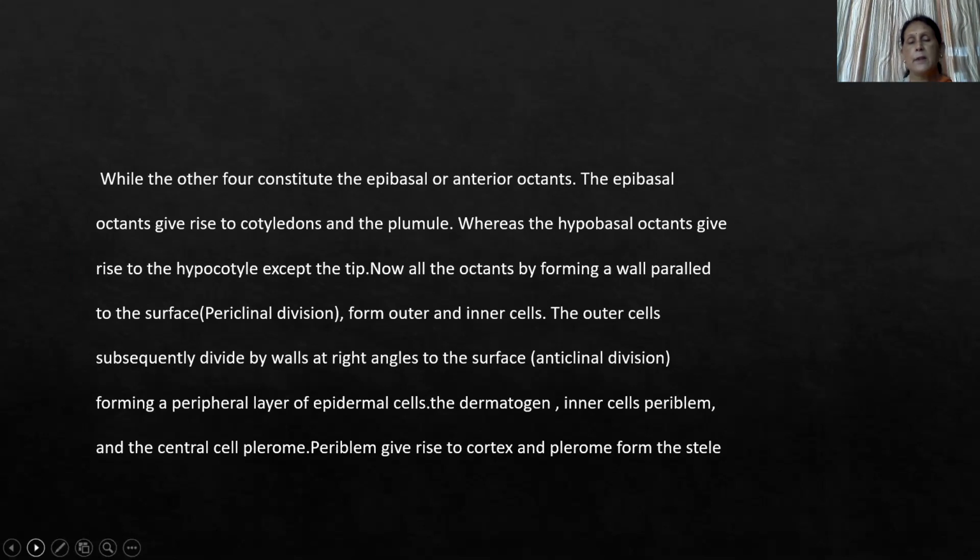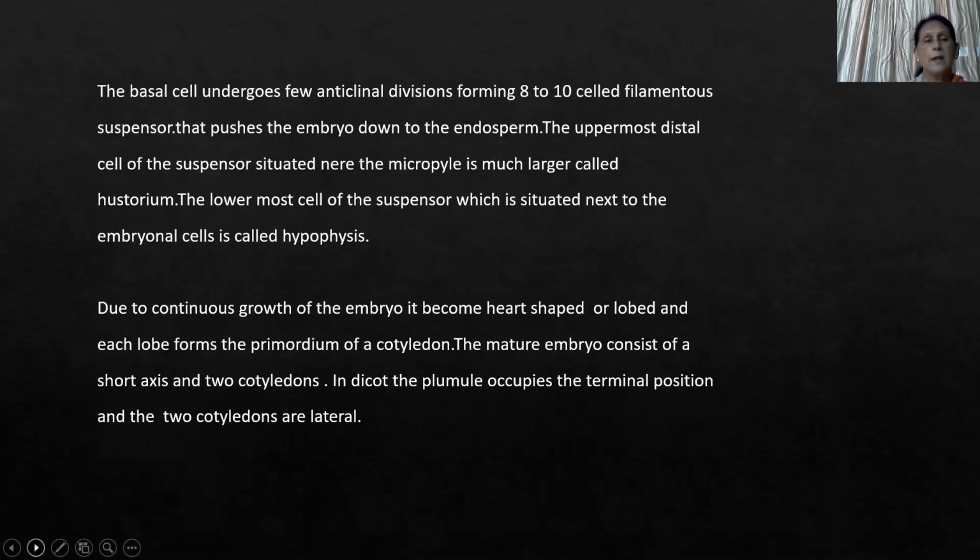The peribleum gives rise to the cortex. As in plant anatomy, we know that plant body is made up of tissue and tissue system. So in main body or main bulk of the embryo, it consists of peribleum that give rise to the cortex and plerum that give rise to the stele. Stele means xylem and phloem. The basal cell undergoes few anticlinal division, or transverse division, and forming 8 to 10 cell filamentous suspensor.